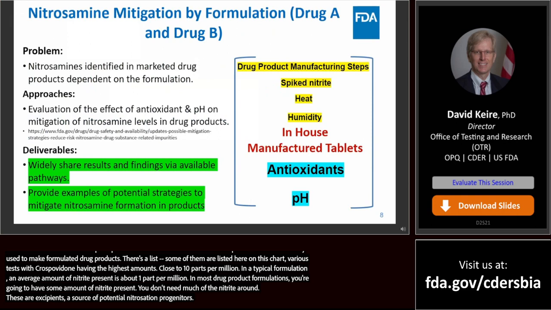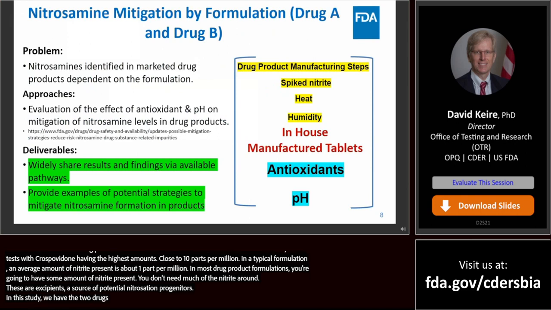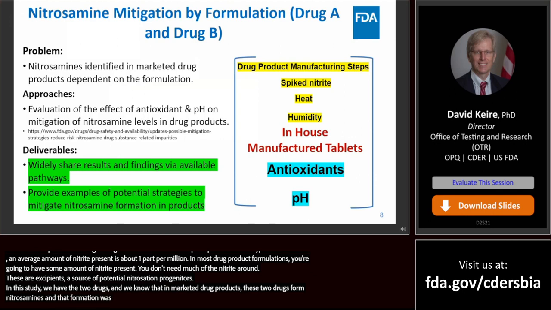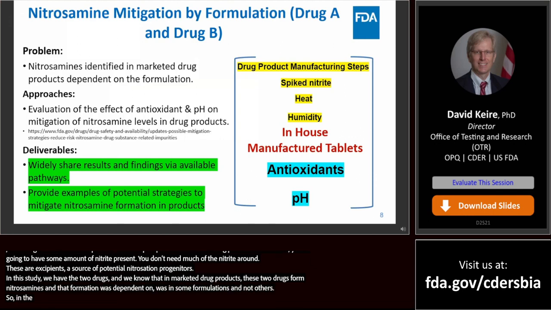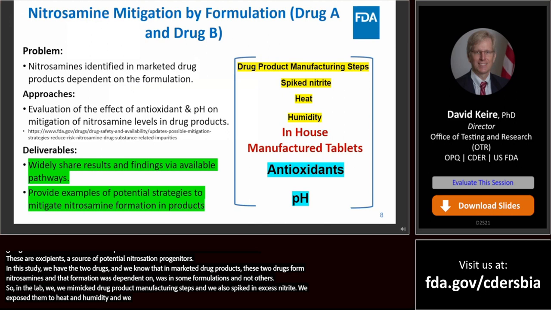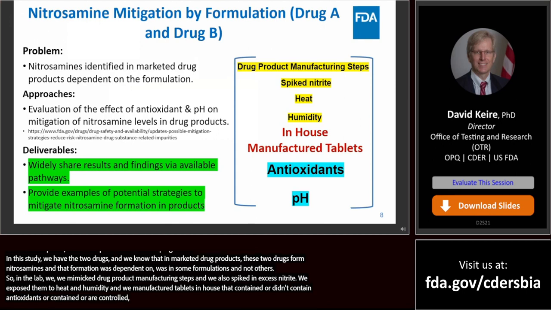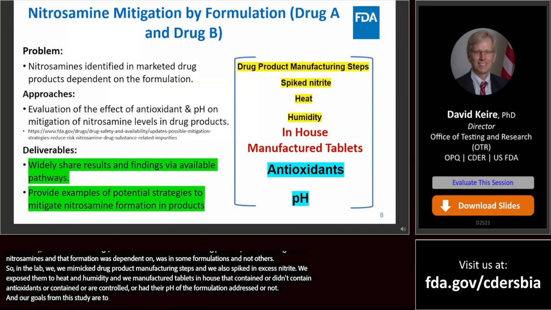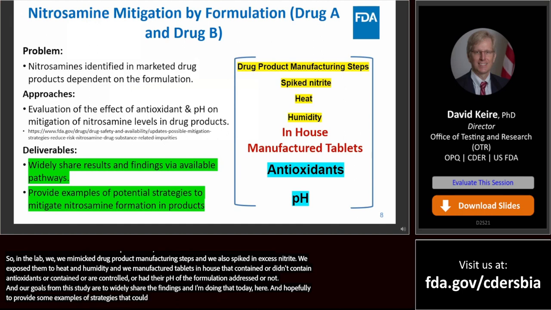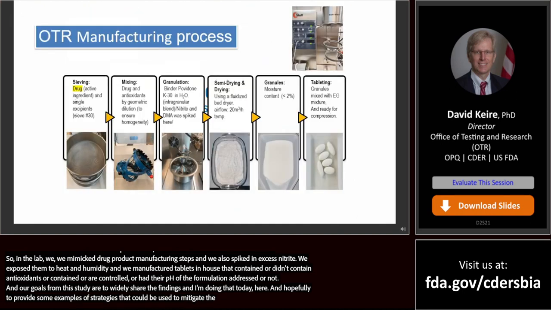So in this study, we have the two drugs, and we know that in marketed drug products, these two drugs form nitrosamines, and that formation was dependent on the formulation, occurring in some and not others. In the lab, we mimicked drug product manufacturing steps, and we also spiked in excess nitrite. We exposed them to heat and humidity, and we manufactured tablets in-house that either contained or did not contain antioxidants, or had the pH of the formulation adjusted or not. Our goals from this study are to widely share the findings, which I'm doing today, and hopefully to provide some examples of strategies that could be used to mitigate the presence of these in drug products.